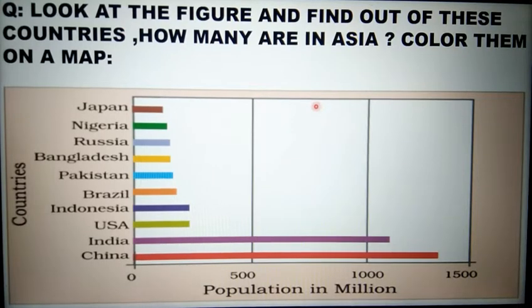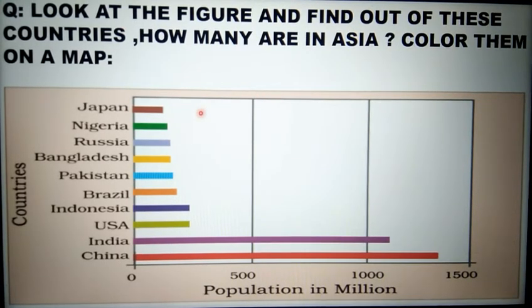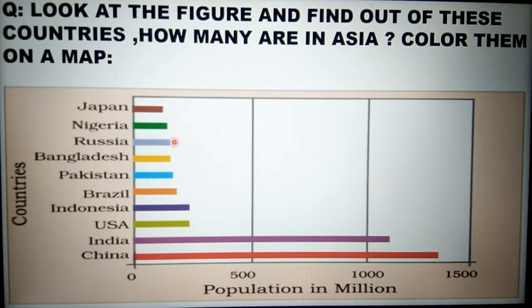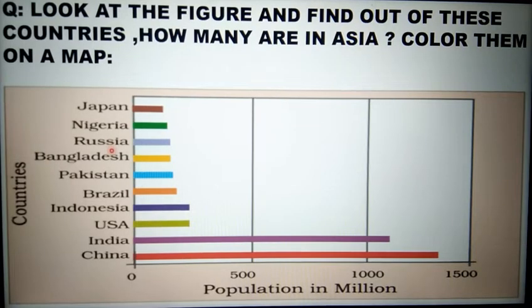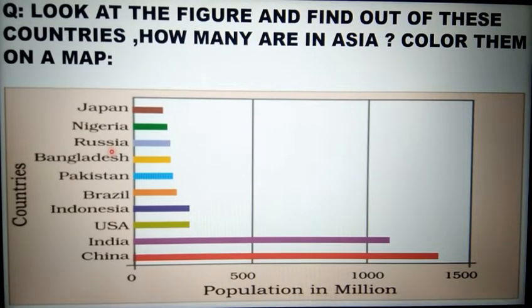So number 1 we have Japan. Yes, Japan lies in the Asian continent. Nigeria? No, Nigeria lies in the African continent. Russia? Yes, Russia is the only country which is present on the European side also, as well as on the Asian continent. So Russia will be divided into 2 parts, and half of the area lies in the European part and half lies in the Asian part.